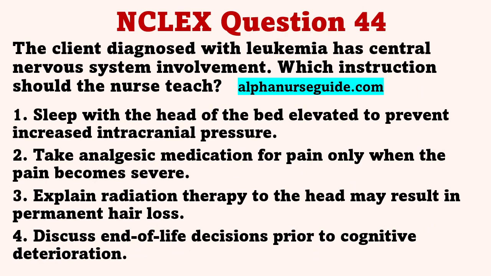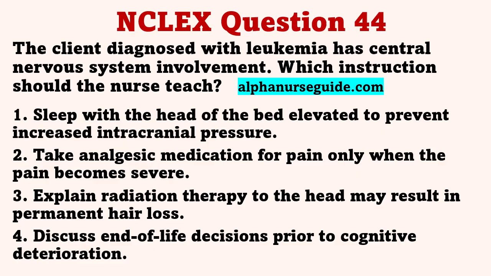The client diagnosed with leukemia has central nervous system involvement. Which instruction should the nurse teach? 1. Sleep with the head of the bed elevated to prevent increased intracranial pressure. 2. Take analgesic medication for pain only when the pain becomes severe. 3. Explain radiation therapy to the head may result in permanent hair loss. 4. Discuss end-of-life decisions prior to cognitive deterioration.